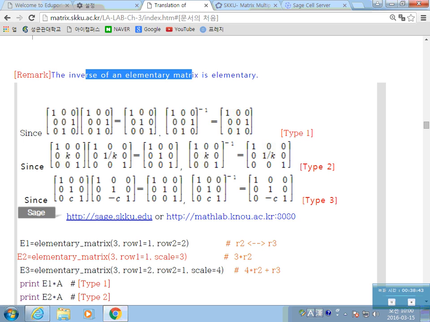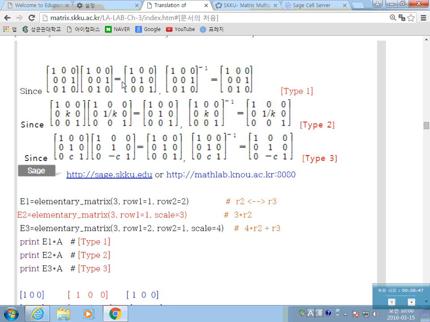The inverse of an elementary matrix is elementary. Like you see, the inverse of this: when you multiply the same thing together, you get the identity matrix. Isn't it? So the inverse of this matrix is itself. When it has a k, the inverse has 1 over k, because when we multiply these two matrices, it's going to be the identity matrix. So the inverse of this is this.